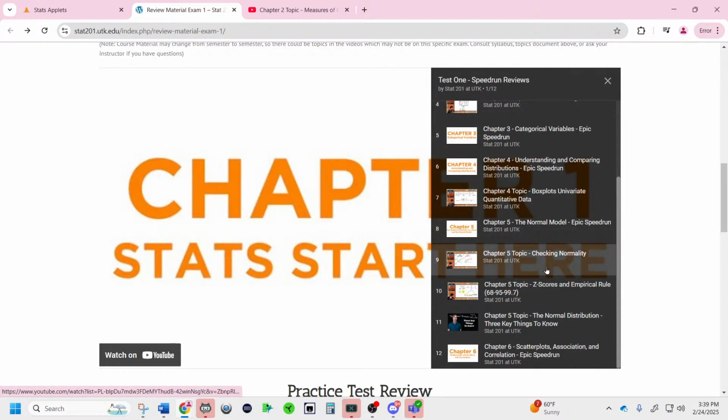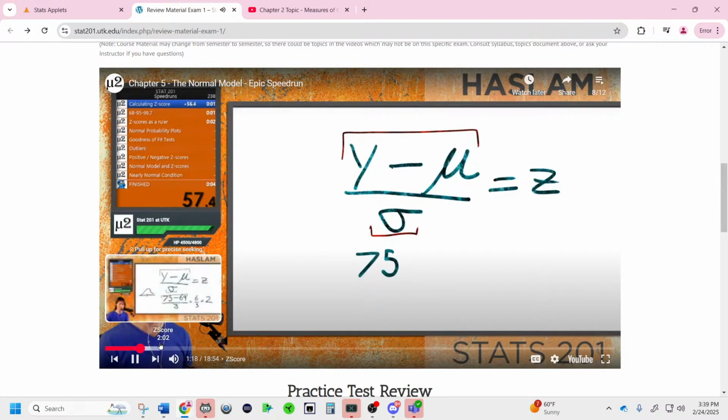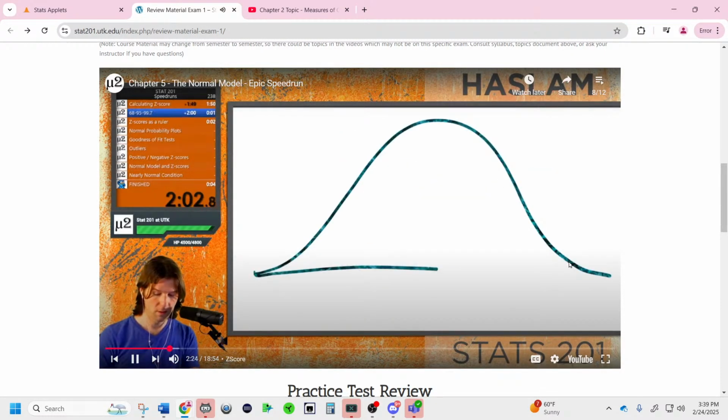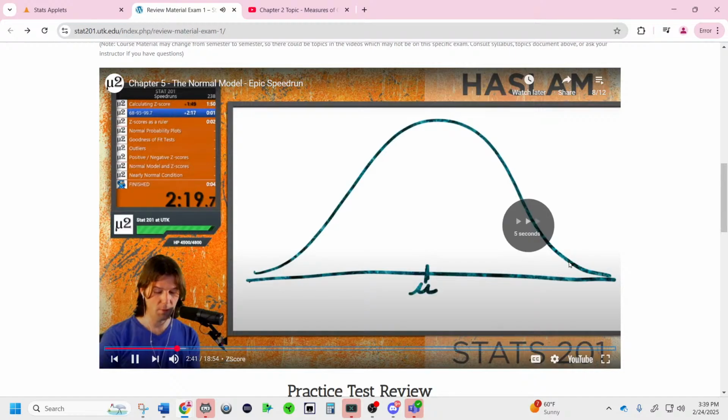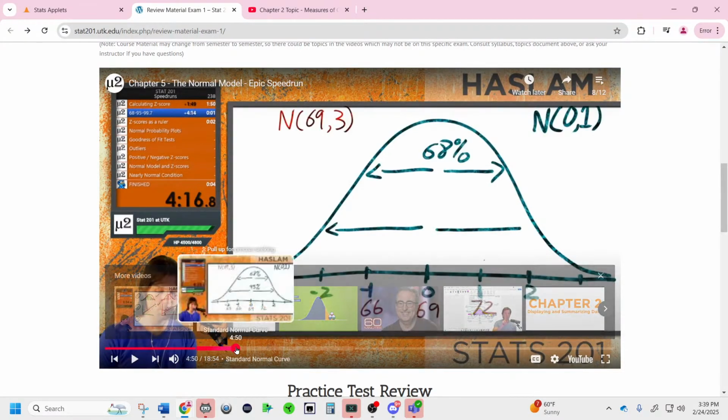But if you go to chapter 5, there's the checking normality, which we just covered. If you go to the chapter 5 speedrun, you'll see I'm using the sheet right here, and I've got everything marked. I actually went through and added all of those things in here so I could remember the 68, 95, 99.7 rule. Z-scores as a ruler. So you can see all the different concepts and what I'm covering at what point.